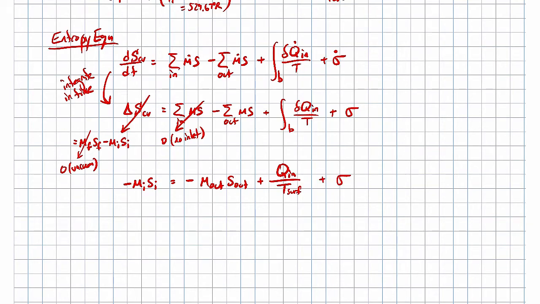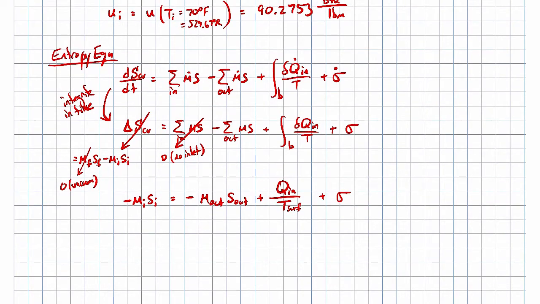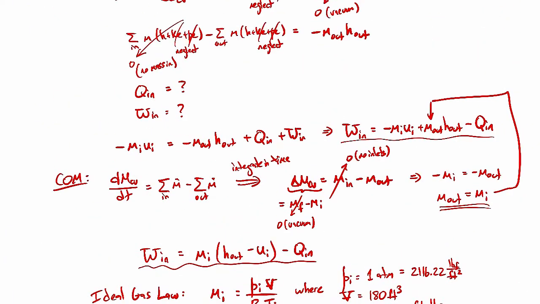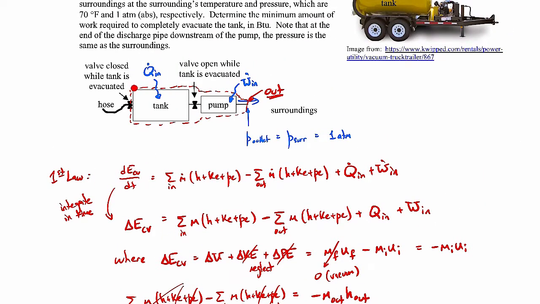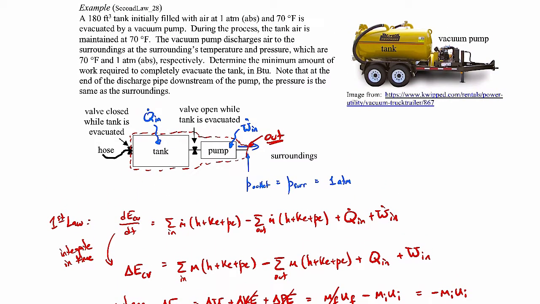So let me talk about the heat transfer term, the Q in over T surface. This is the heat transfer coming in, and this is where the heat transfer crosses the boundary. I say T surface because when I went back up here in my drawing, I drew the control volume to touch the surface of the tank. So it's right on the surface. Everywhere in this case, the temperature is 70 degrees Fahrenheit. We're told that during the process, the tank air is maintained at 70 degrees Fahrenheit. So right on the surface of the tank, it'll stay at 70 degrees because it's 70 degrees everywhere. There's no temperature gradient anywhere. So it's fine if I just put the control volume right here on the surface of the tank.